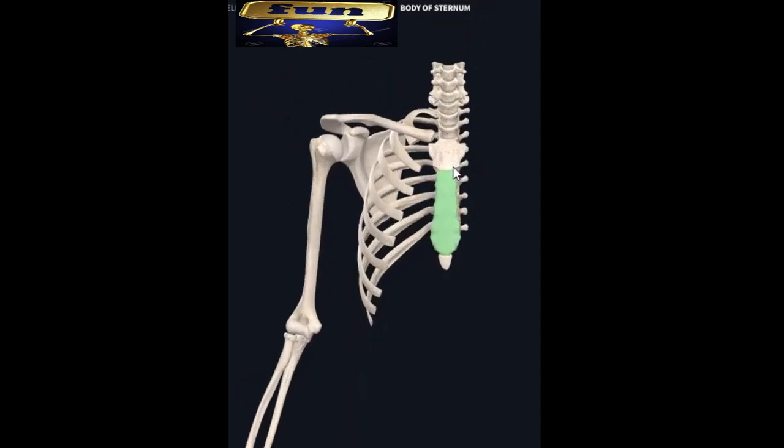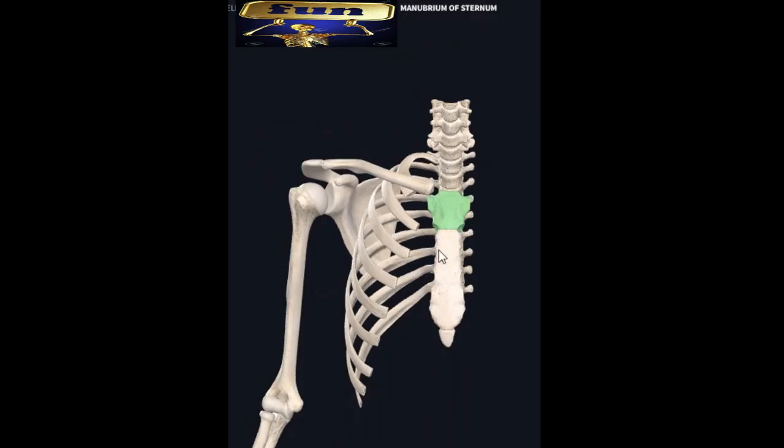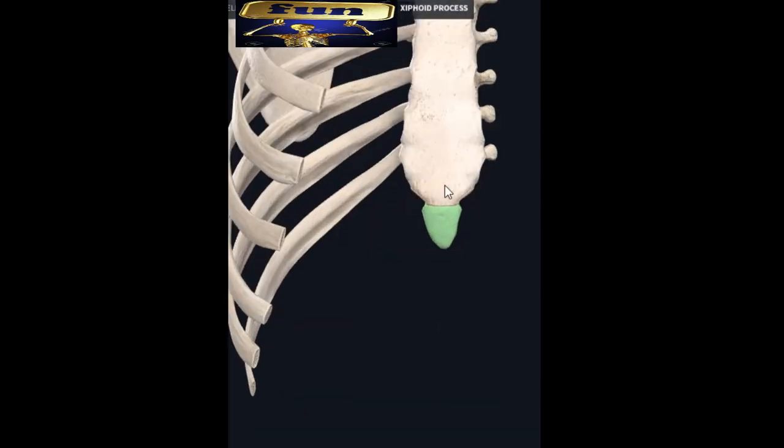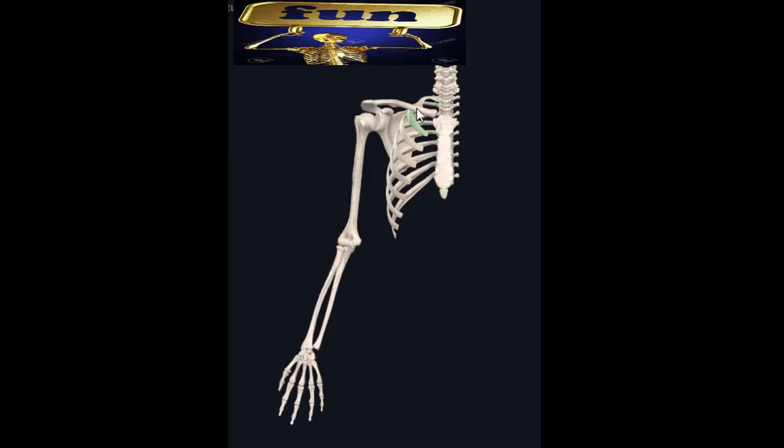So remember, let's run over the sternum. All of this is your sternum. This is the manubrium of your sternum, the body of your sternum, and the xiphoid process of your sternum. Okay, good. So we're finished with the sternum. We know that this is the sternum. Okay, so the next thing I'm going to touch is this one.